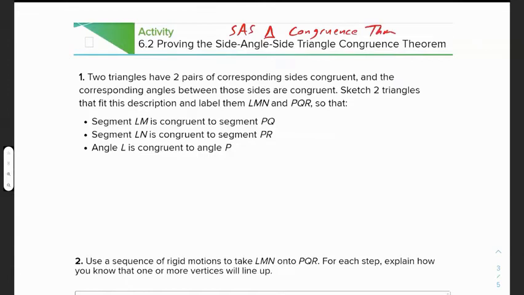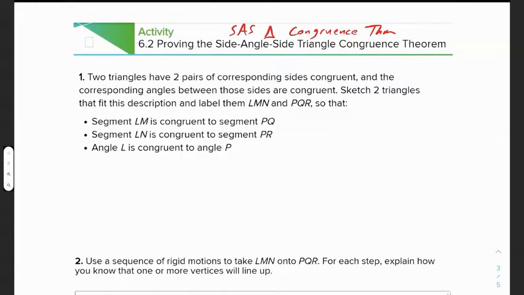If you ever see me write that, that's exactly what I mean. So two triangles have two pairs of corresponding sides, and corresponding angles between those sides are congruent. Sketch two triangles that fit the description and label them LMN and PQR. So that segment LM is congruent to PQ, and then LN is congruent to PR. Angle L is congruent to angle P.